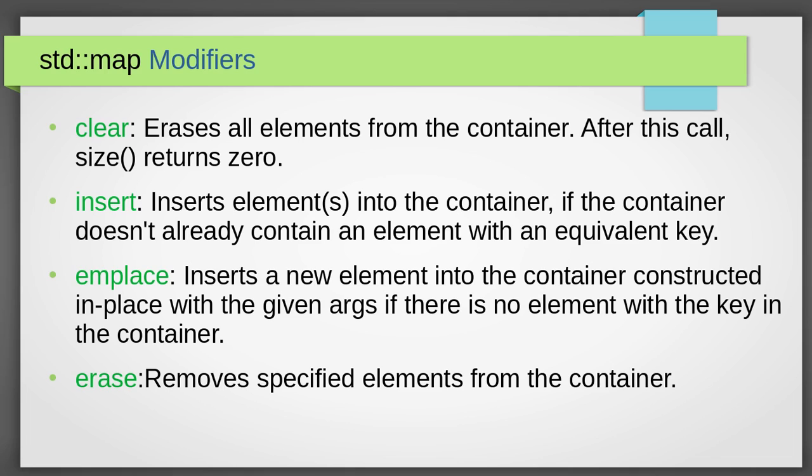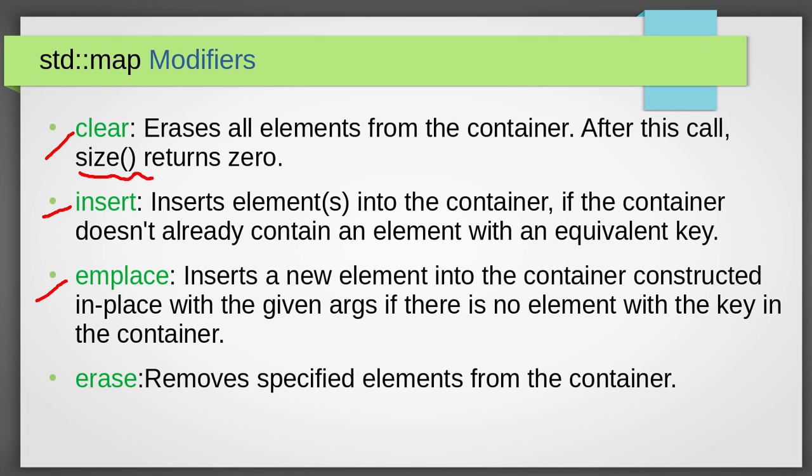Modifiers. These are functions used to modify the elements in the map. Clear erases all elements from the container. After this call, if you call the size method, it should return 0. Insert puts an element into the container if the container does not already contain an element with an equivalent key. If the map already has that key, it will reject the insertion.